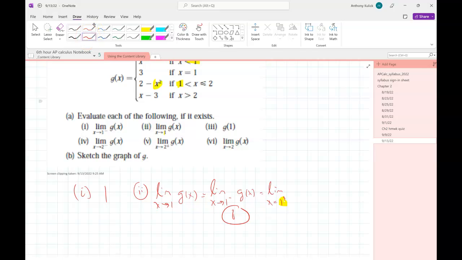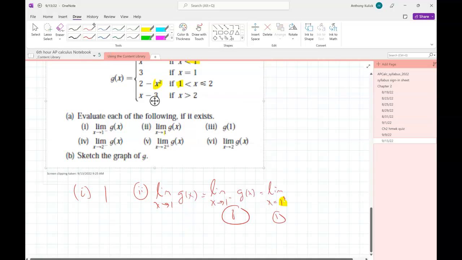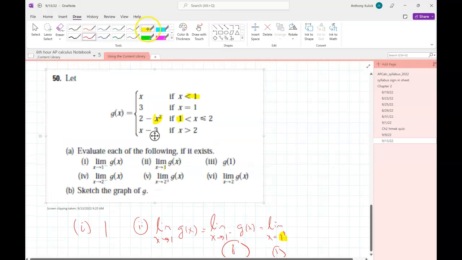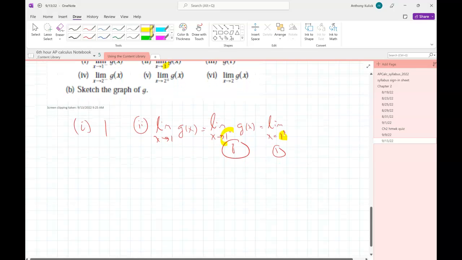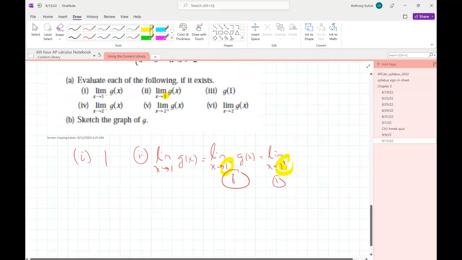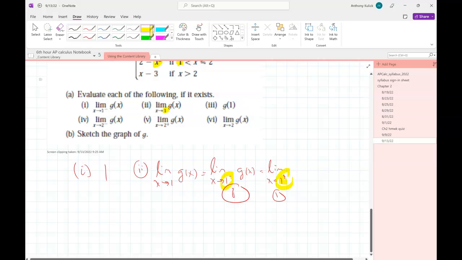So 2 minus 1 squared is 1. So that limit does exist, and it is equal to 1. Is that okay? You're always plugging it in. Well, it's because I needed to, since this is the limit as x approaches 1, I need to check the left-hand limit and the right-hand limit. So the left-hand limit we did in the previous problem.